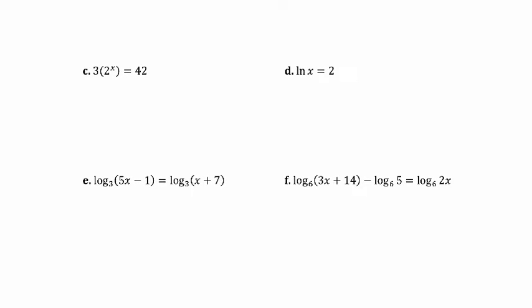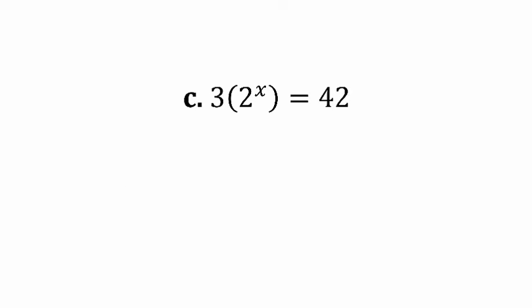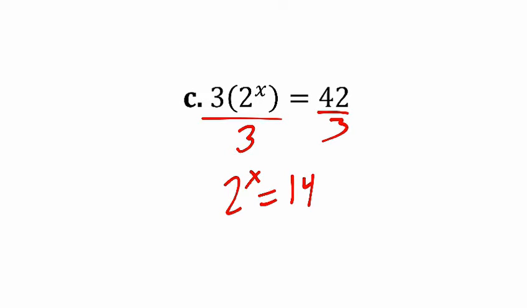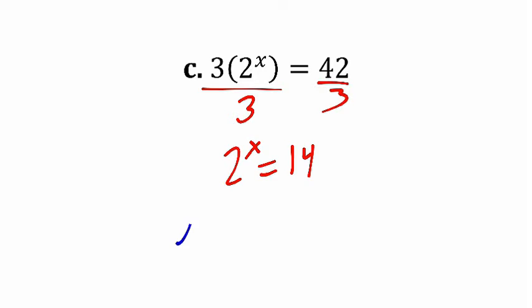Next, we got 3 times 2 to the x equals 42. Let me zoom in on that. So starting us off, we're going to divide both sides by 3. And we got 2 to the x equals 14. Now, we can do a variety of things here. I'm going to take the natural log of both sides. Natural log of 2 to the x equals natural log of 14.